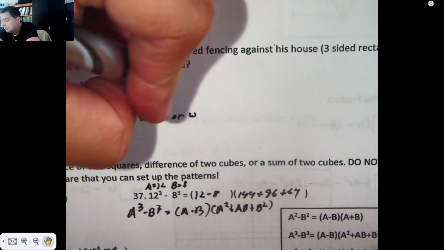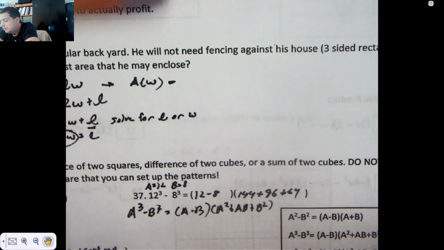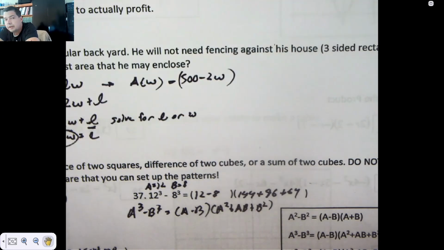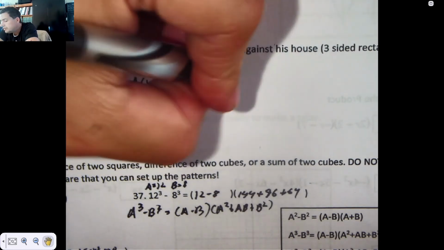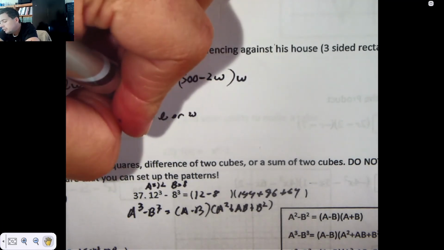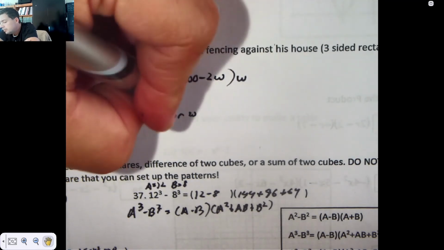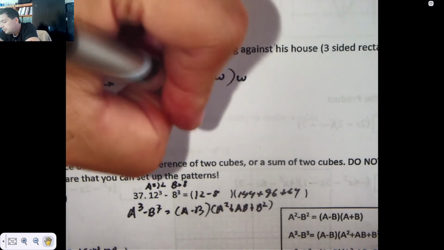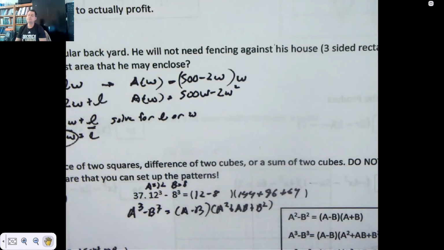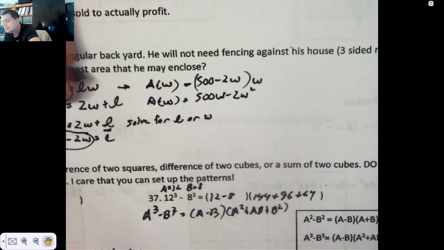All right, so I am replacing my length with 500 minus 2W, and it's still going to be multiplied by W. So area as a function of W is 500W minus 2W squared. Now you can do this in a TI-84, but it takes longer. I want to know the largest area that he encloses.